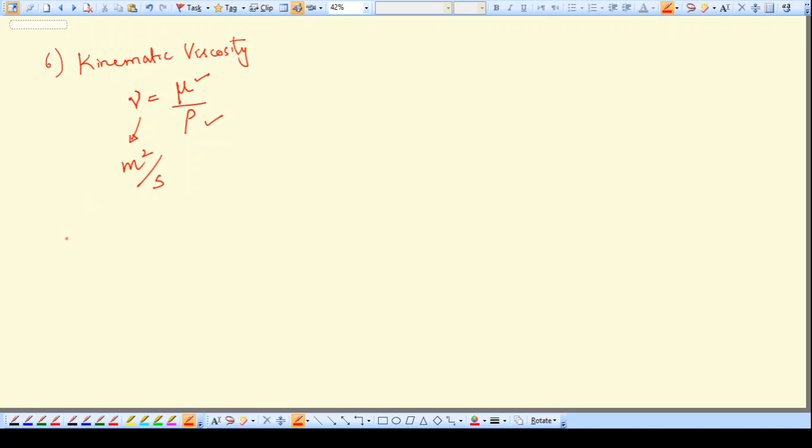In the CGS system, the unit of kinematic viscosity is centimeter square per second. This is also called Stoke.